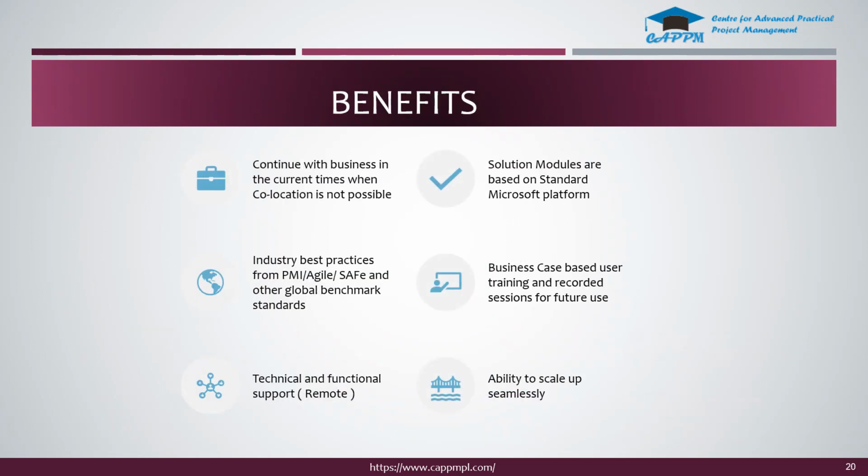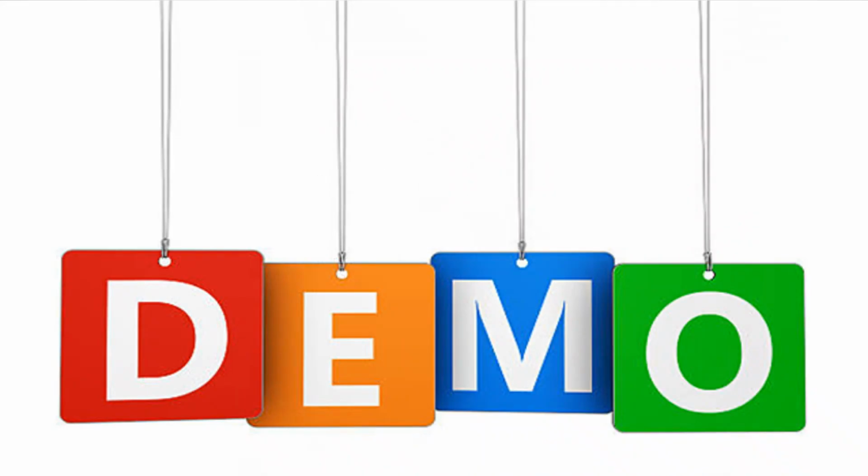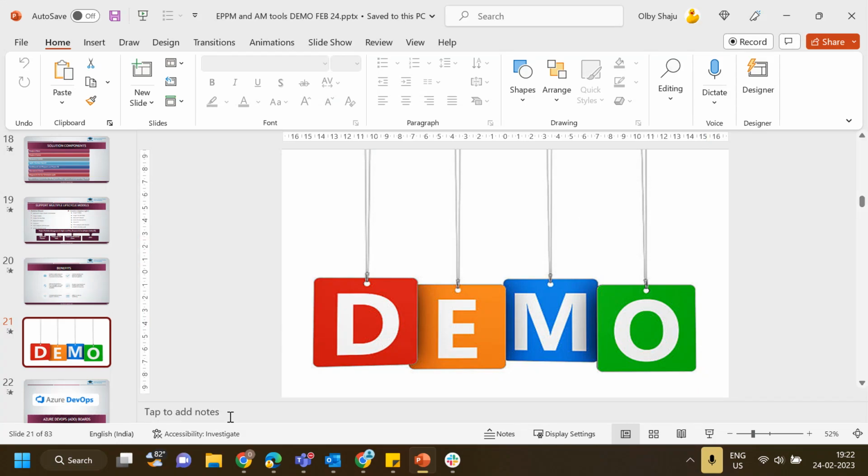Okay, so what are the benefits you get? It helps you to do co-located work, with best practices followed from PMI, Agile, or SAFe methodology. And we give technical and functional support. The solution modules are based on standard Microsoft platforms. And it also has the ability to scale up based on your project size and the number of projects and resources that you have. Okay, so we'll quickly see the demo of the product.